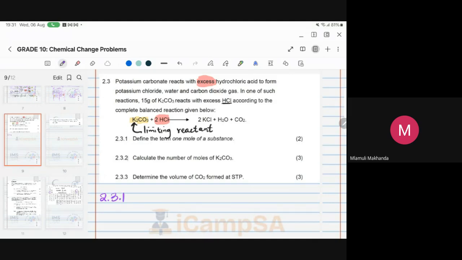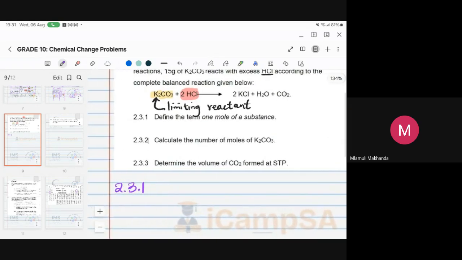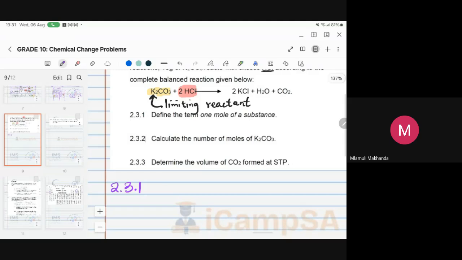Define the term 1 mole of a substance. So the official definition that you must always memorize for such a question is that 1 mole of a substance is usually defined as the amount of substance having the same number of particles as there are atoms in 12 grams of carbon. So let me write it down for you.